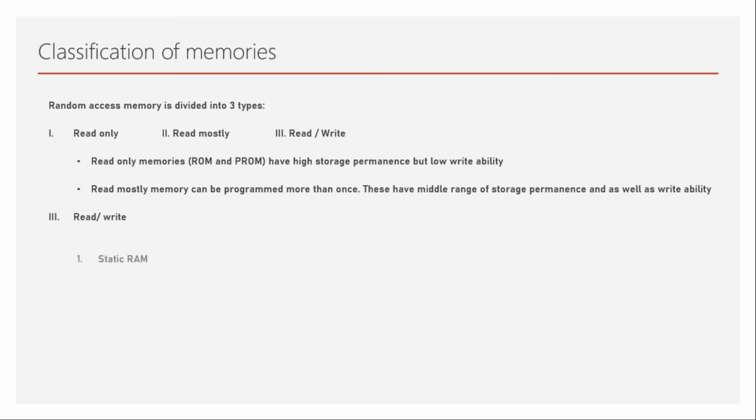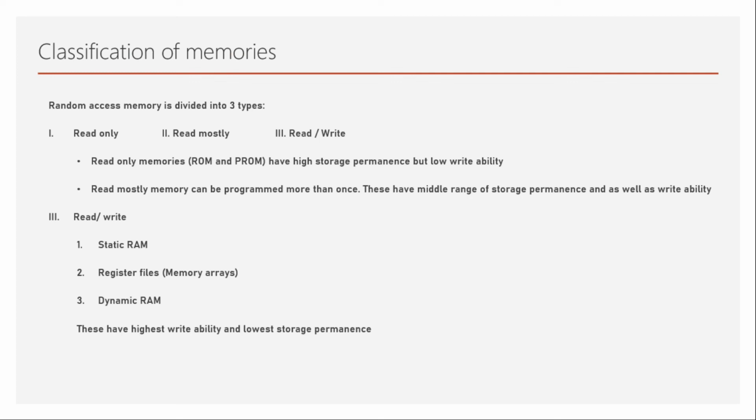Read-write memory is classified into three different types: static RAMs, which are SRAMs, then register files or memory arrays, and then dynamic RAM. Well, all are memory arrays, but you can clearly say that register files are one type of SRAMs which are specifically used for some conditions or very high speed situations. These have highest writability and low storage permanence.